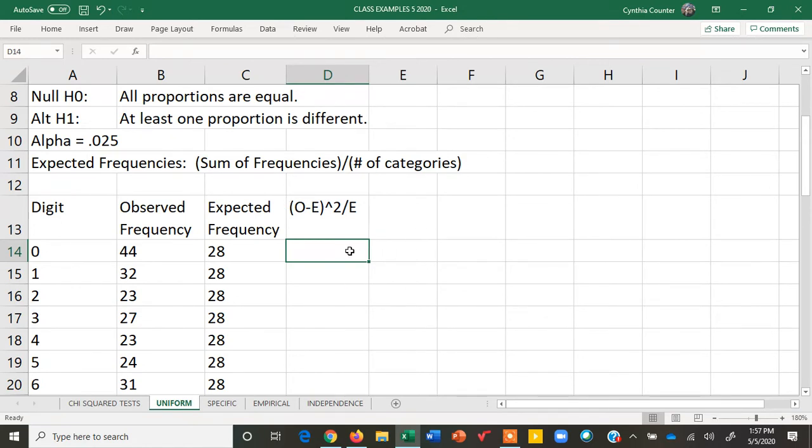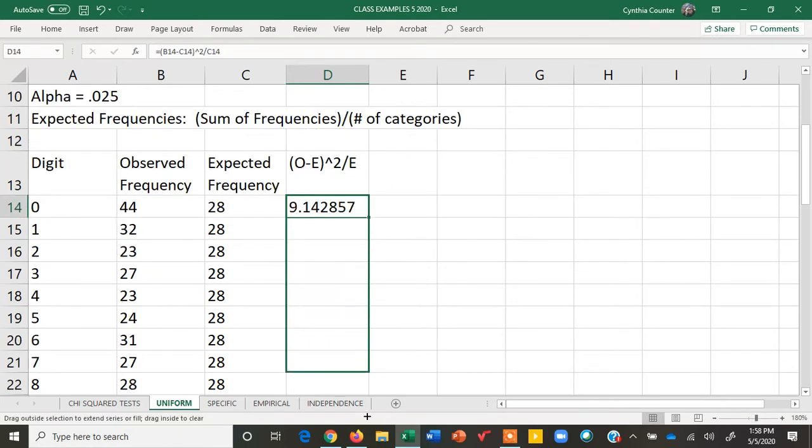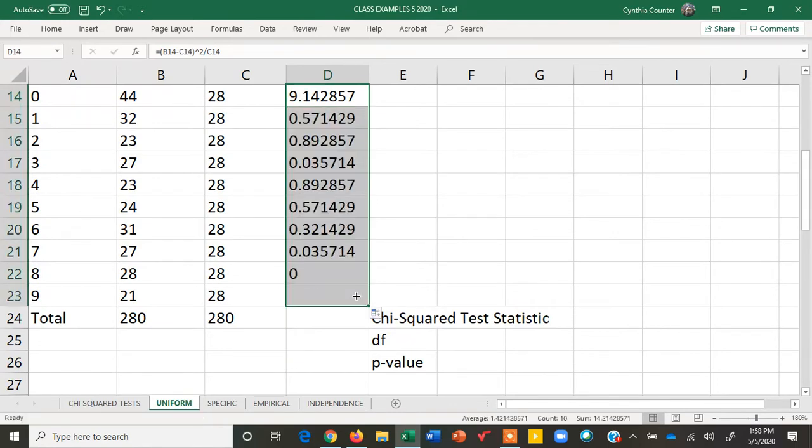So let's write a formula to compute the ratios here. Very simple. Observed minus expected. Close the parentheses so that the subtraction is performed before the squaring and the division. We will now square it by raising it to the second power, and then we divide by the expected. We will go ahead and copy this formula all the way down for all the categories, which are all the digits.